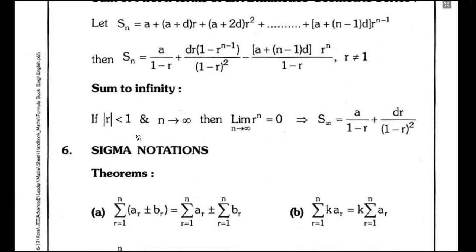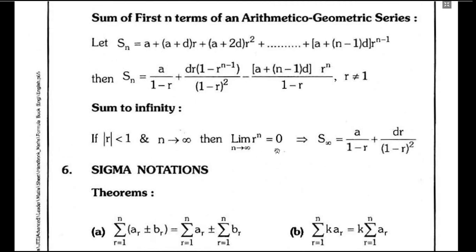Sum to infinity: if modulus r is less than 1 and n tends to infinity, then the limit of r to the power n is 0. And S infinity will become a upon 1 minus r plus dr upon (1 minus r) whole square.